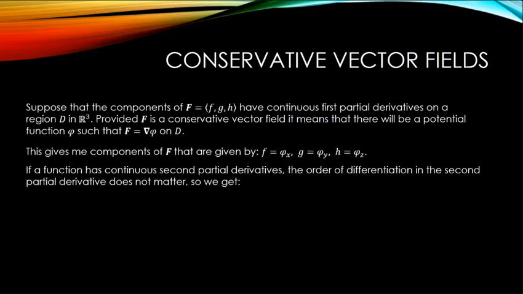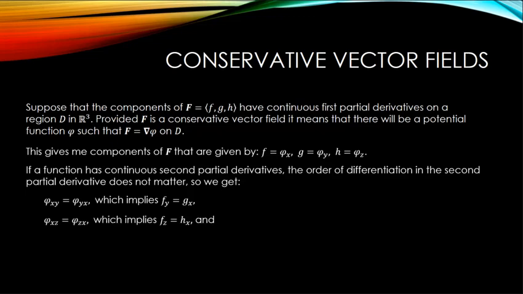If a function has continuous second partial derivatives, the order of differentiation in the second partial derivative doesn't matter. This means that phi sub xy is equal to phi sub yx. This implies that f sub y is equal to g sub x.